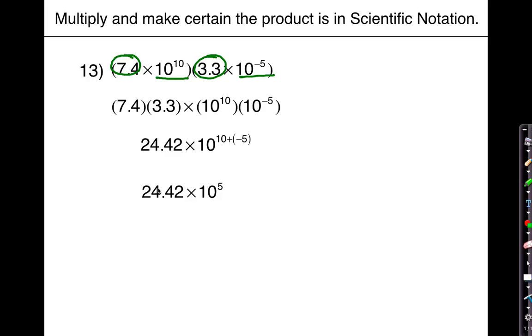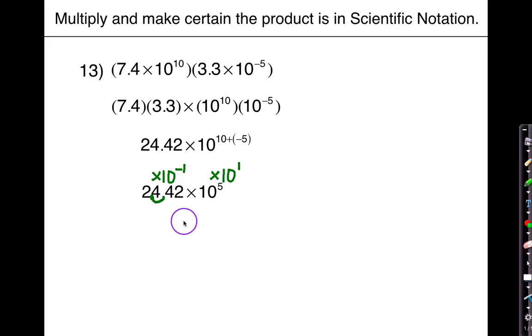Now, unfortunately, I can't stop, mainly because this coefficient doesn't fulfill the requirement of being greater than or equal to 1 or less than 10. This is bigger than 10, so I'm going to have to adjust it. I'm going to have to make it smaller by making it 2.4 instead of 24. So I'm making it smaller by multiplying it by 10 to the negative first. And to balance things out, to the 10 to the 5th, I have to do the opposite of it to keep things balanced. So I'm going to multiply it by 10 to the 1st power.